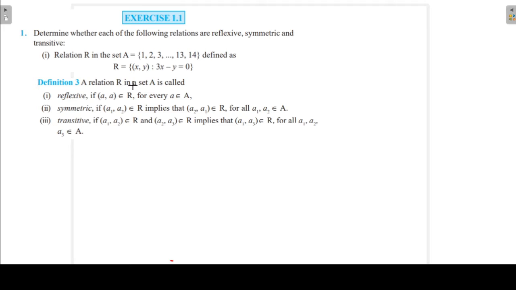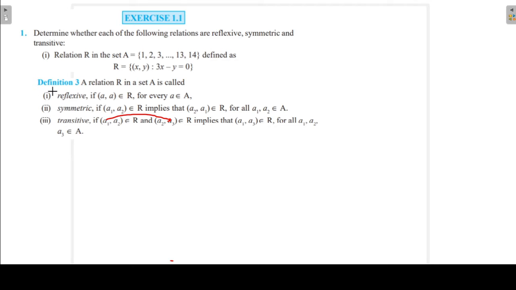A relation R in a set A is called reflexive if (a, a) belongs to R for every a belonging to A. Symmetric: if (a1, a2) belongs to R implies (a2, a1) belongs to R for all a1, a2 belonging to A. Transitive means if (a1, a2) belongs to R and (a2, a3) belongs to R, then (a1, a3) belongs to R for all a1, a2, a3. This is the definition.